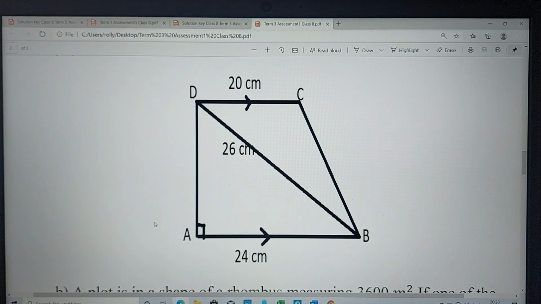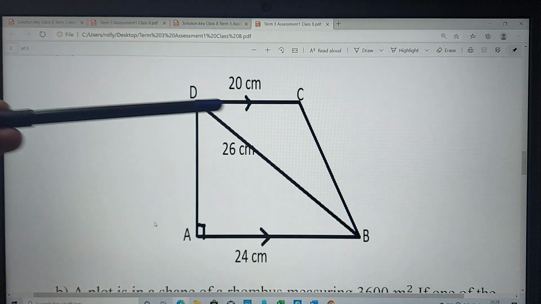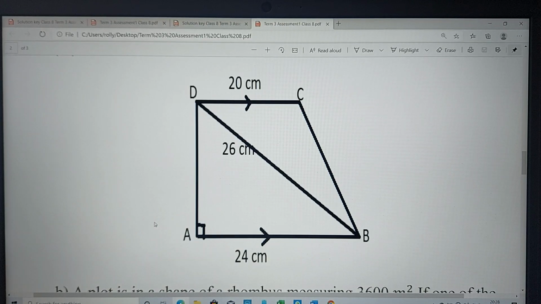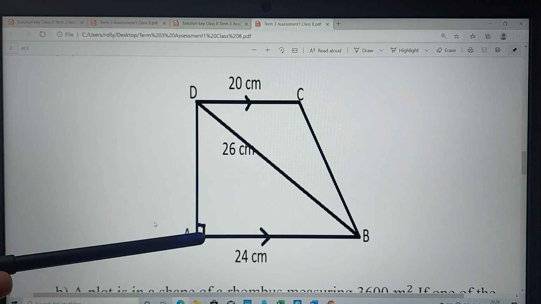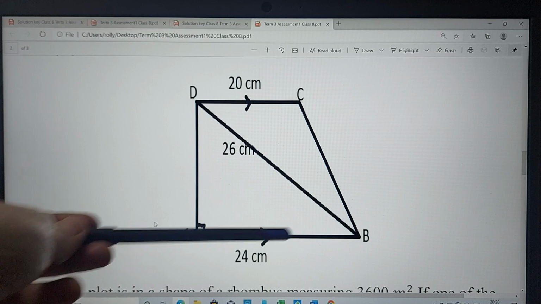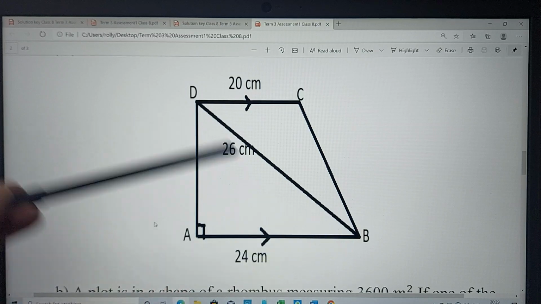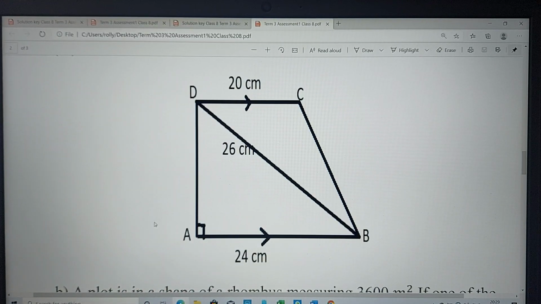Now if we have to calculate the area of triangle BCD, how can we calculate? Area of triangle BCD will be equal to area of trapezium ABCD minus area of triangle ABD. So for that, we are supposed to calculate the area of triangle ABD, which is 1 upon 2 into base into height. Base is 24, height is 10. So first we will calculate the area of triangle ABD and then subtract it from trapezium ABCD. Are you getting it?